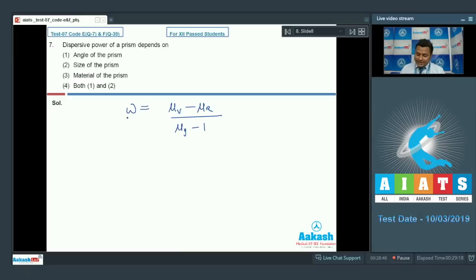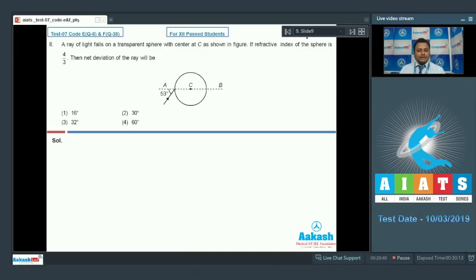Now we know that this omega is depending upon what? Refractive indices, and refractive index depends upon the speed of light in the medium, and the speed of light in any medium depends upon its material, its optical density. So finally we can say that the dispersive power of prism depends upon material of the prism. Option number 3 will be absolutely correct. Now we'll go to the next question, that is question number 8.